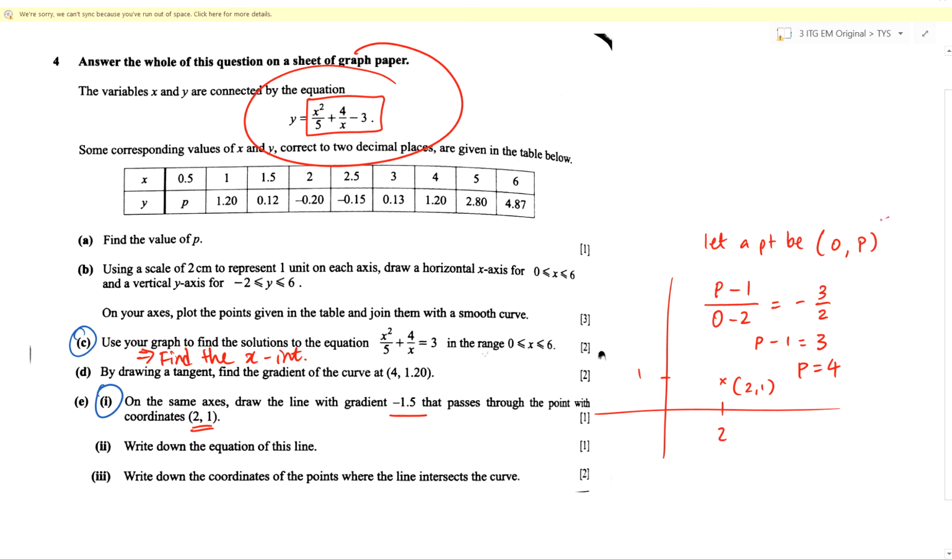What this means is that we have the point 0, 4, so this is our point P. From here, draw a line down, passing through these 2 points, and it will have a gradient of negative 3 over 2.